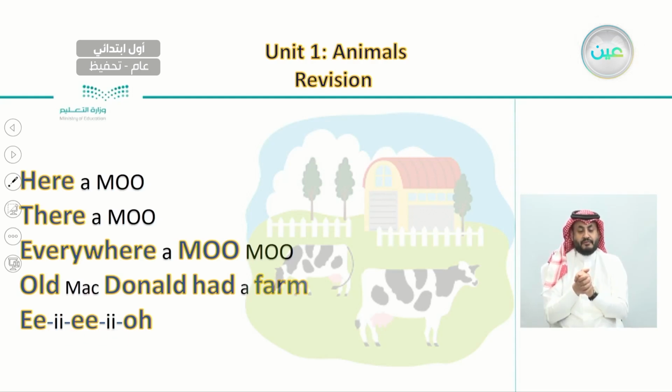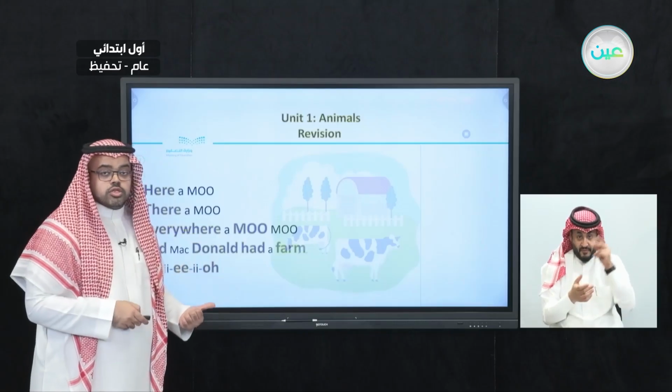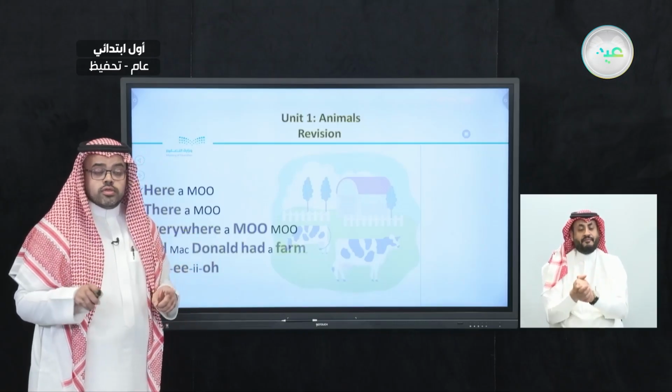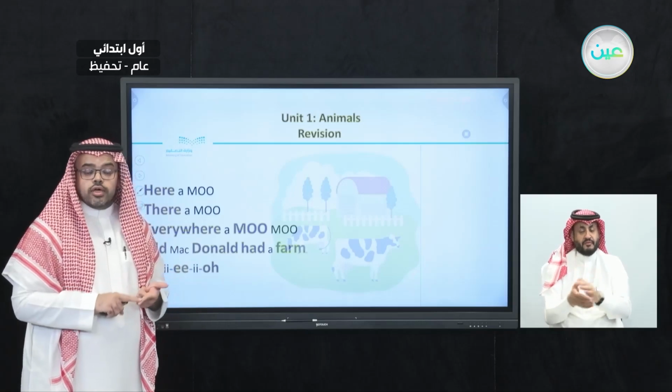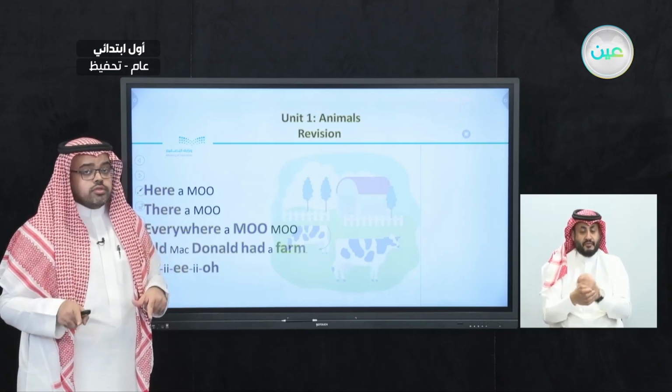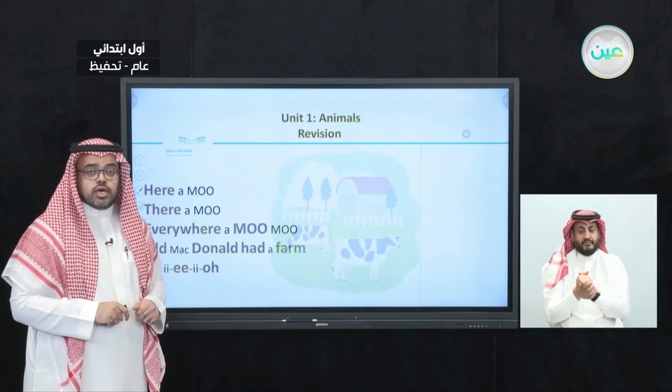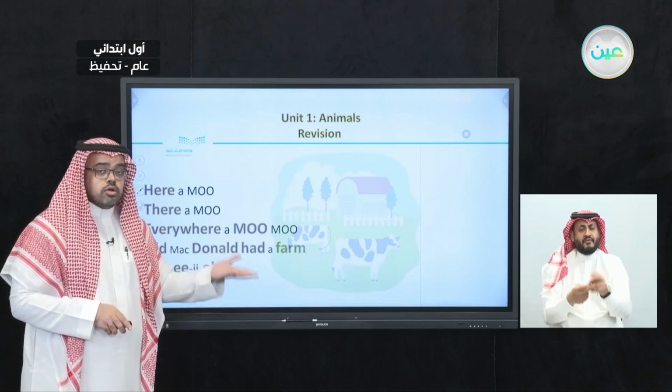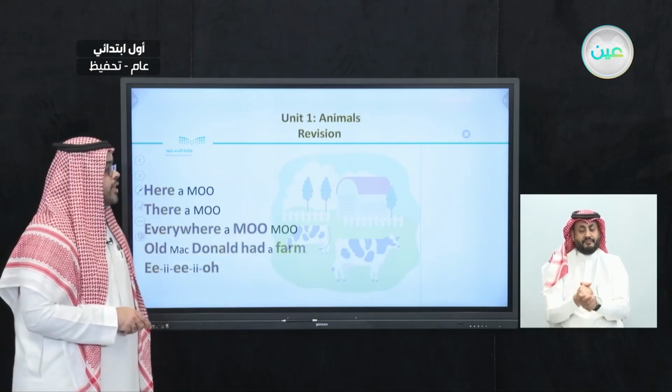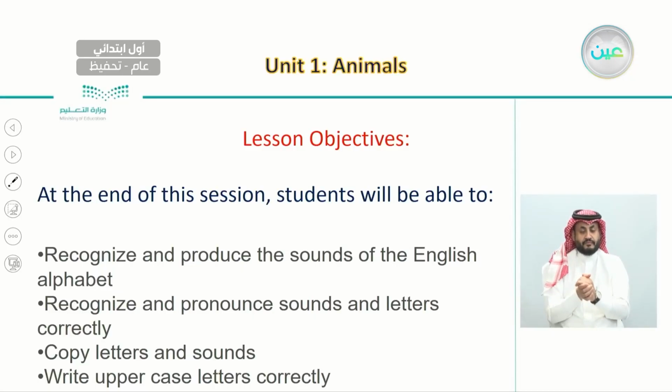So, here you go. Now, I am sure that you can chant this chant, not only this, but you know what it means. And not only this, but also you can chant it with different rhythms and with different sounds. Now, let us move on to our objectives in today's lesson. At the end of our lesson today, we hope that you will be able to recognize and produce the sounds of the English alphabet.